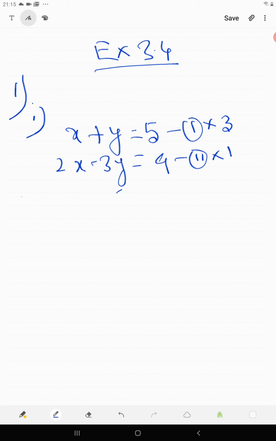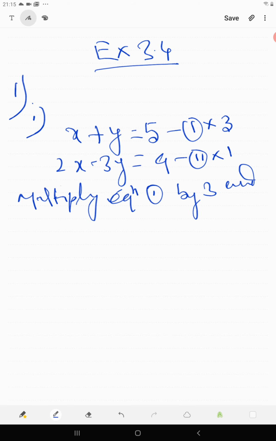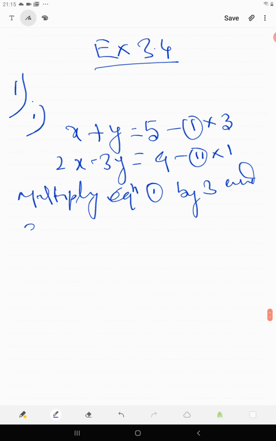So this is the way. I will show you how to write it for the first problem. Multiply equation 1 by 3 and equation 2 by 1. We can write numerals or Roman, and here I am writing Roman.